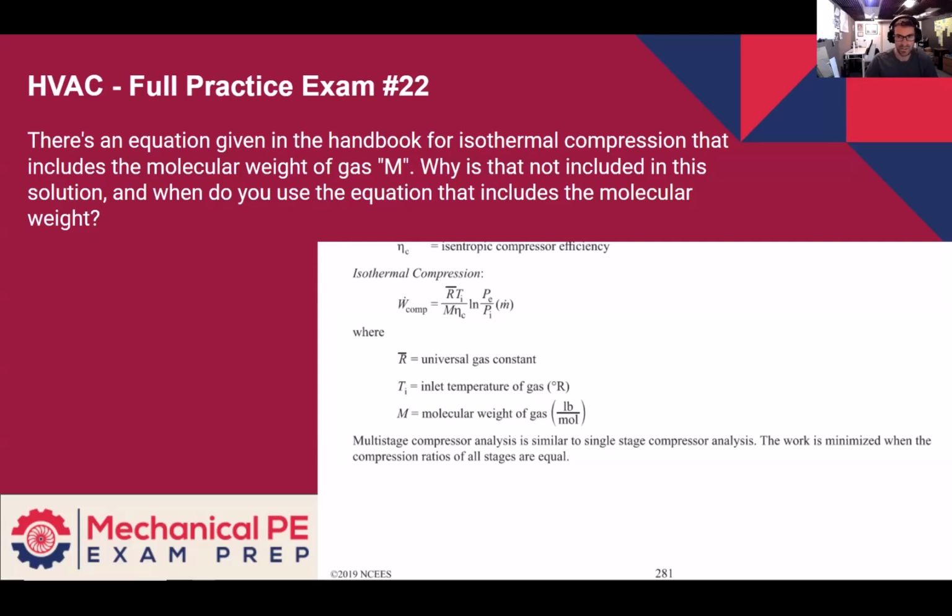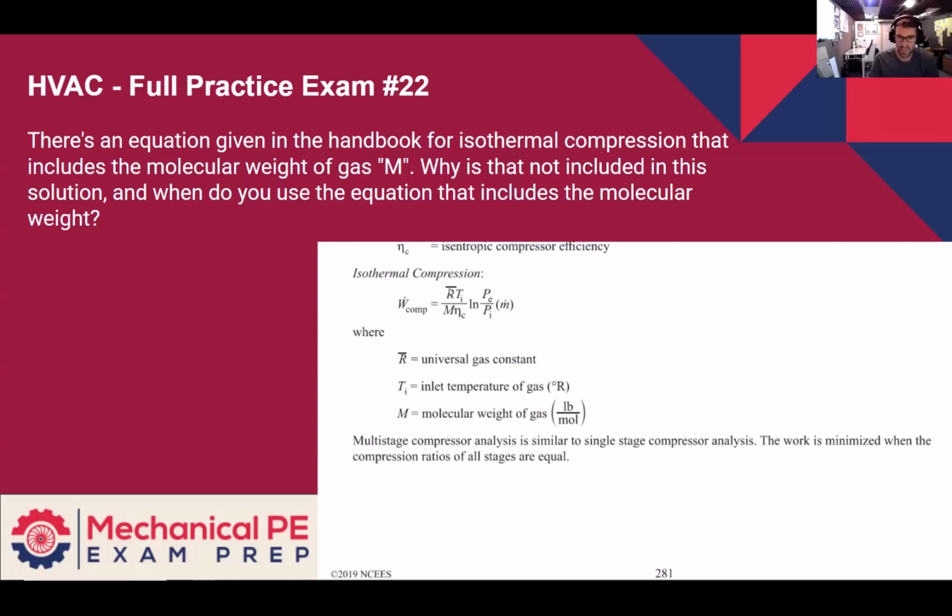So this is a classic thermal properties equation right here for finding the work for an isothermal compression process. So we have the pressure ratio, the mass flow rate is in there, the temperature. They've included the efficiency. You may or may not see that. If it's not included in the problem statement, maybe you assume it's 100%.